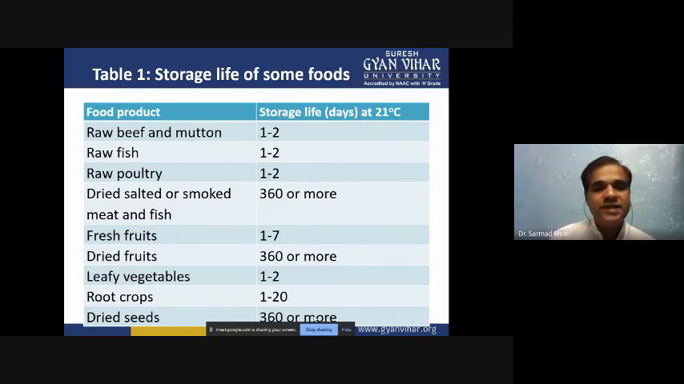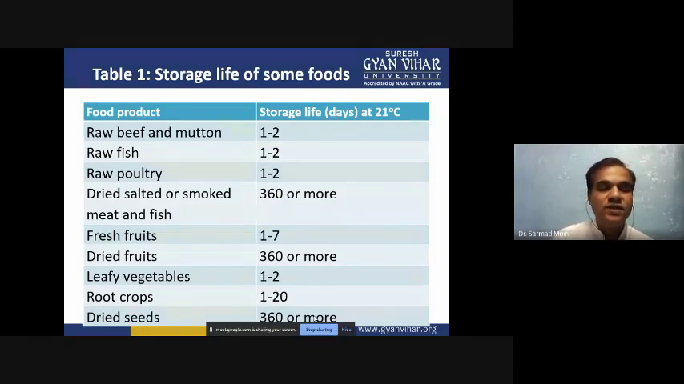Now, dried, salted and smoked meat and fish: when we add salt to the raw food product, we can increase the storage time. So see, dried, salted and smoked meat or fish, you can keep for 360 or more days, because we are adding salt, so the shelf life or storage life will increase.